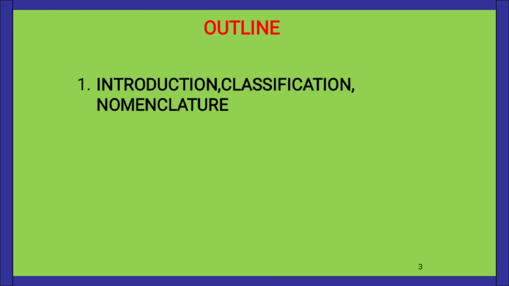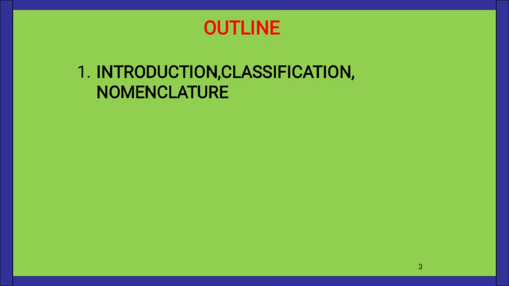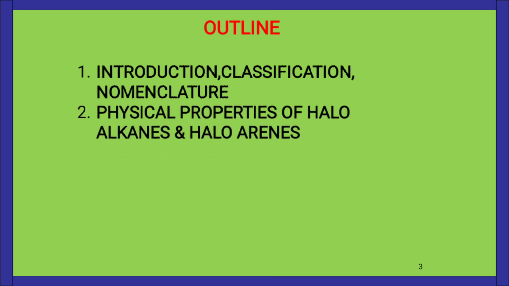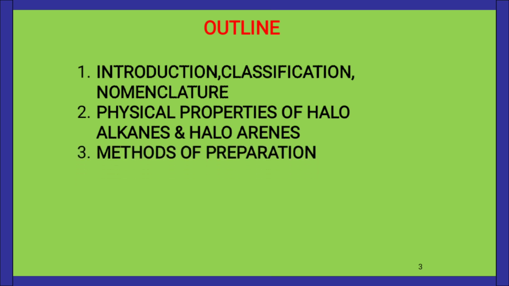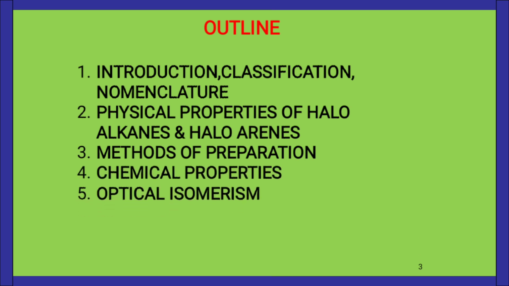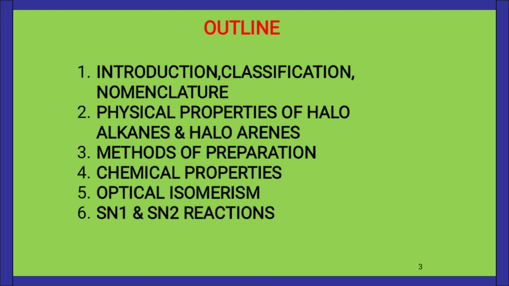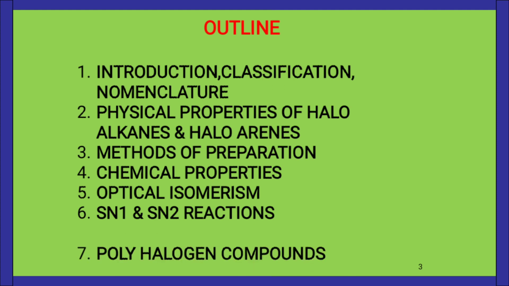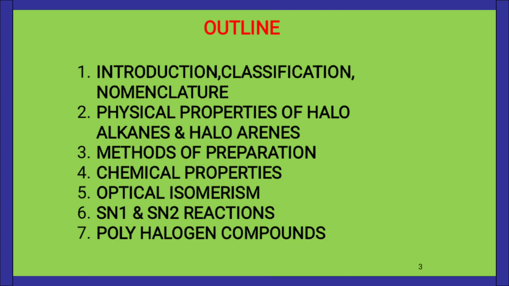It's very important to see the outline of something, right? So firstly we will be covering the introduction, then classification, then nomenclature, after that physical properties of haloalkanes and haloarenes. The third part we will be doing is the method of preparation. Fourth would be the chemical properties. Fifth would be the optical isomerism, and sixth would be the SN1 and SN2 reactions, then polyhalogen compounds. So with this we will cover our chapter.